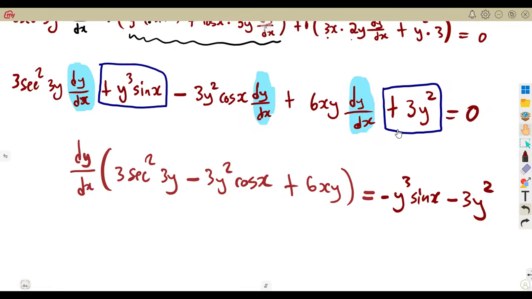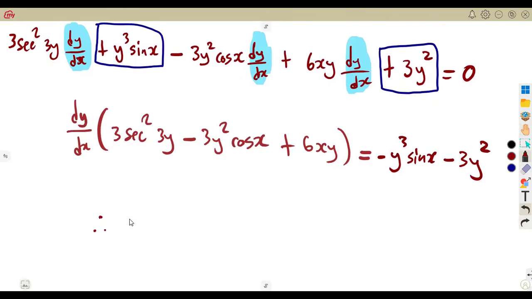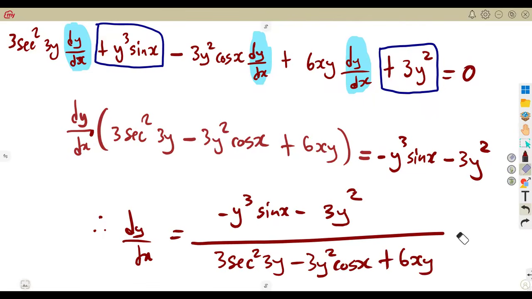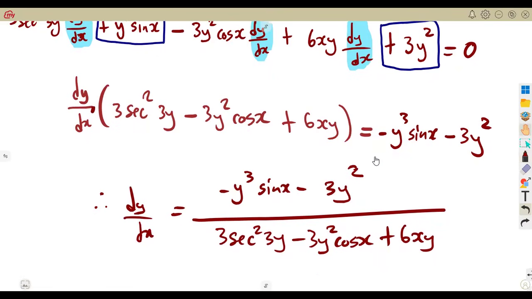You can divide by the bracket. By dividing by the bracket, you're obtaining the derivative of y with respect to x, since that is a product. So the right-hand side is left as it is: minus y cubed sine of x minus 3y squared, but being divided now by this, which is 3 sec squared 3y, minus 3y squared, the cos of x plus 6xy as it is. So this is what you're going to have now as your final answer, the derivative of y with respect to x.